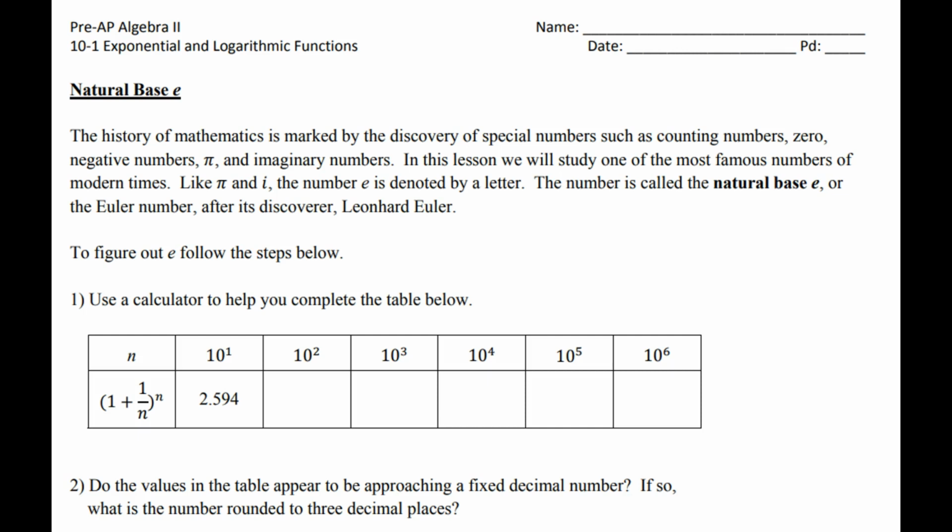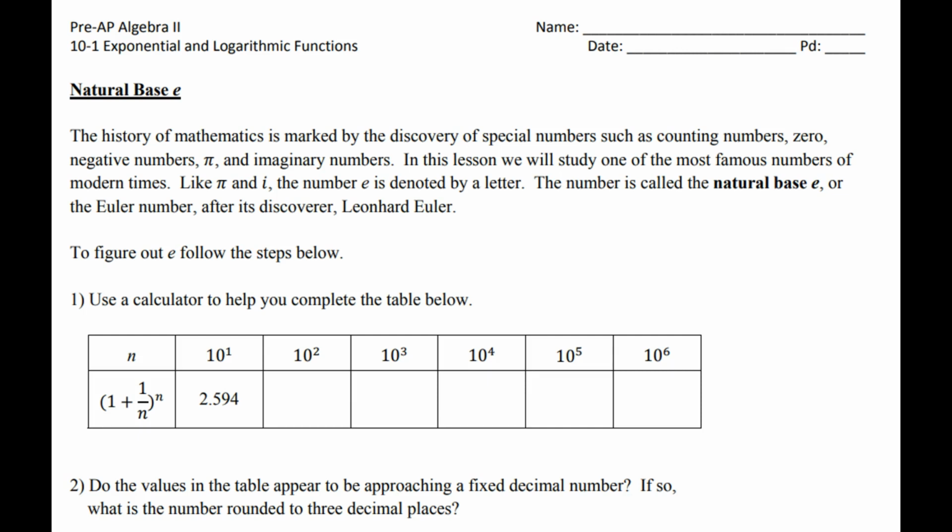So, the history of mathematics is marked by the discovery of special numbers such as counting numbers, zero, negative numbers, pi, and imaginary numbers. In this lesson, we will study one of the most famous numbers of modern times. Like pi and i, the number E is denoted by a letter. The number is called the natural base E, or Euler's number, after its discoverer, Leonhard Euler.